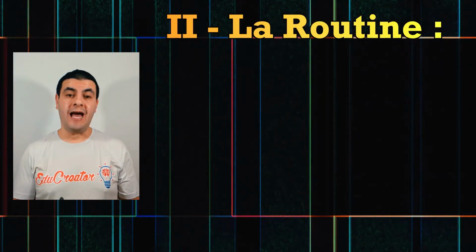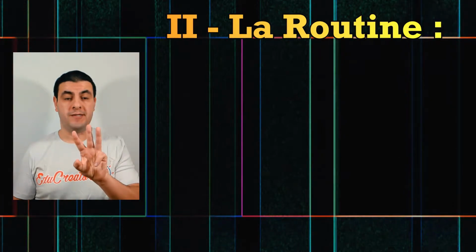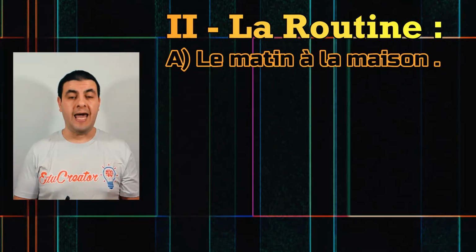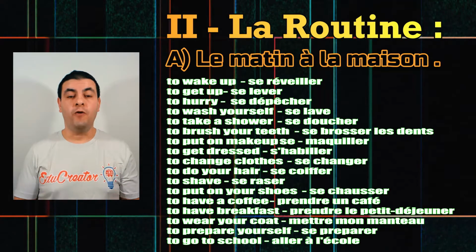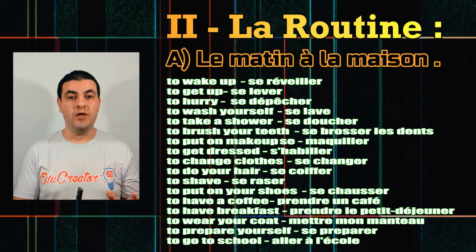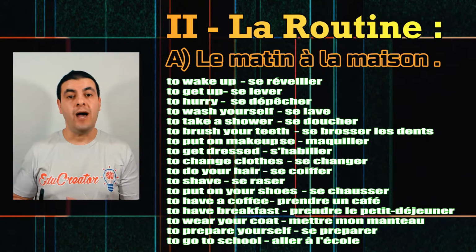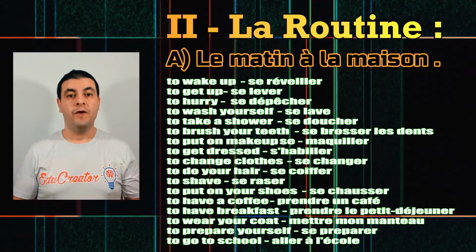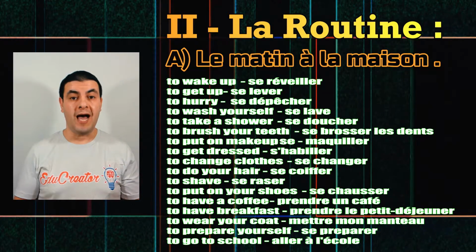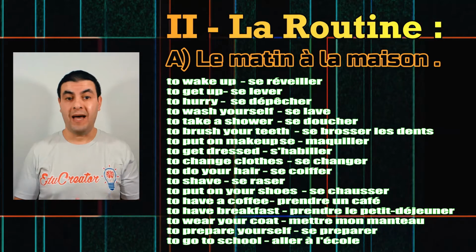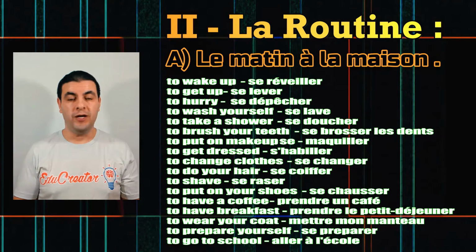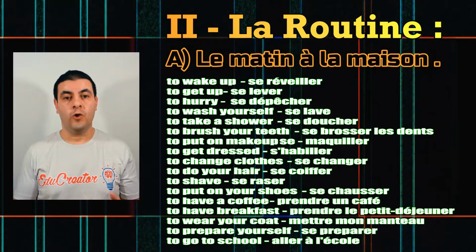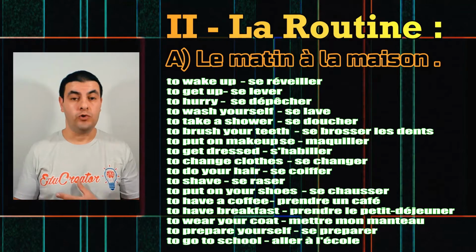The routine here, guys, I divided it into three parts. The first part, part A, is when you talk about all what you do before you go to school. That means when you wake up until you leave the house to go to school. For example, je me lève, je me lave, je me brosse les dents, je me maquille, je me rase, je me coiffe, je prends le petit déjeuner, and then, of course, je vais à l'école, I go to school.